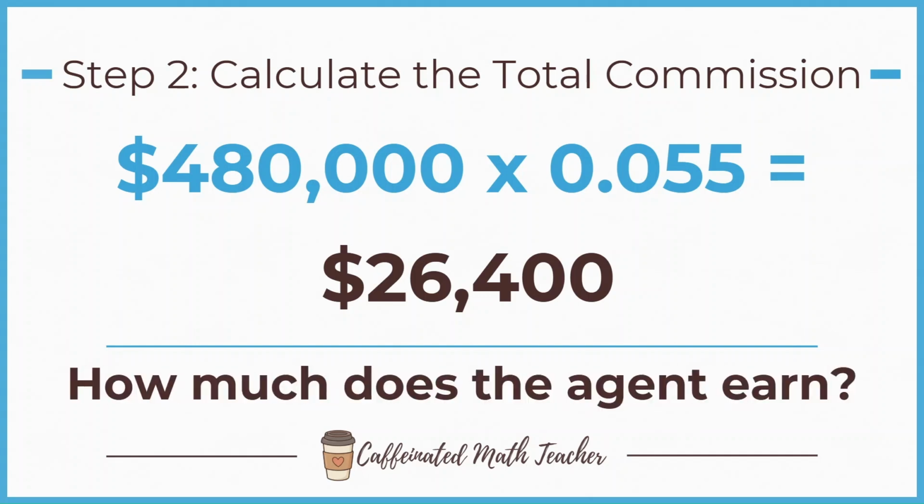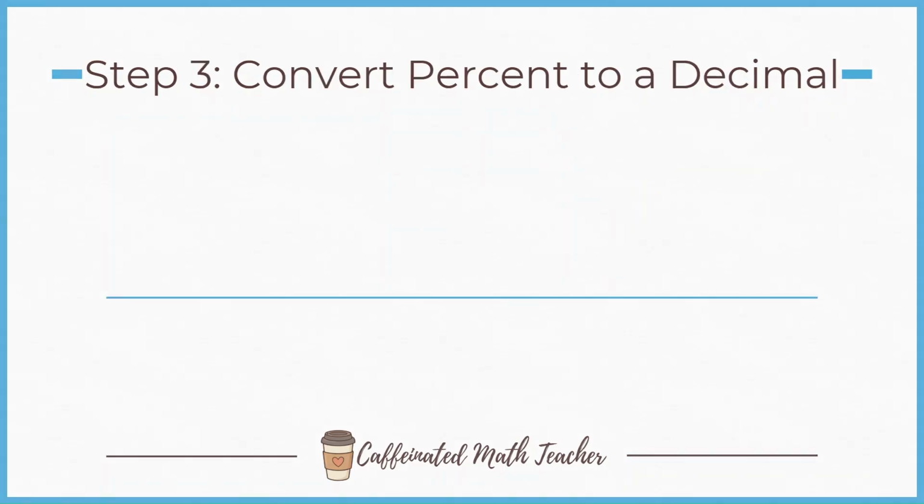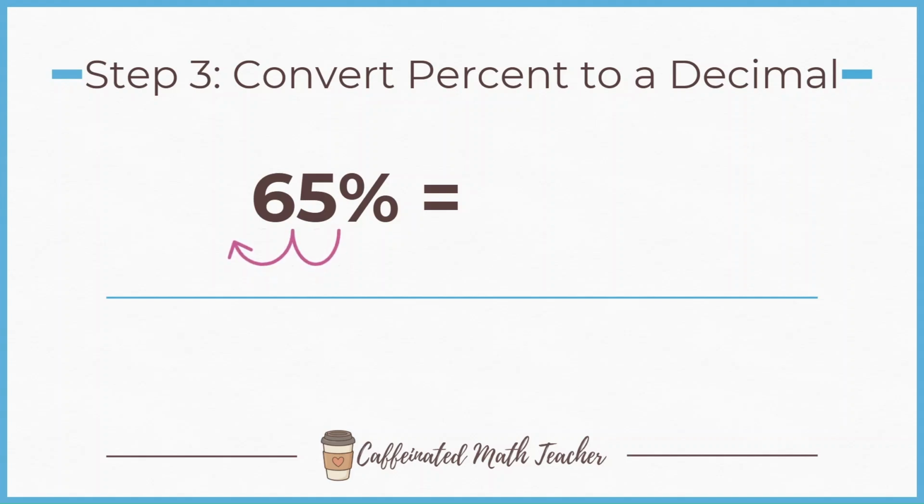So before we can actually figure out how much the agent earned, because there is a split, we need to change 65% to a decimal. Okay, again, move the decimal point 2 spots to the left. So if you don't see a decimal, it's always after the number. So moving it 2 spots to the left, we get 0.65.